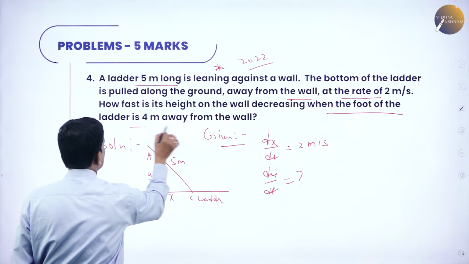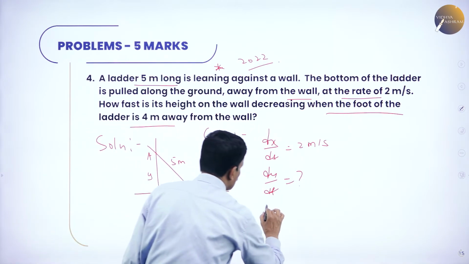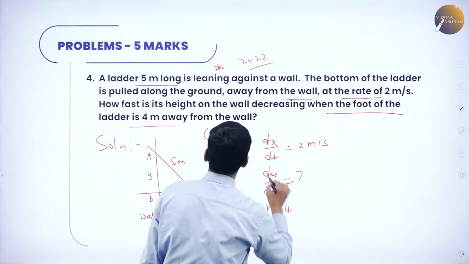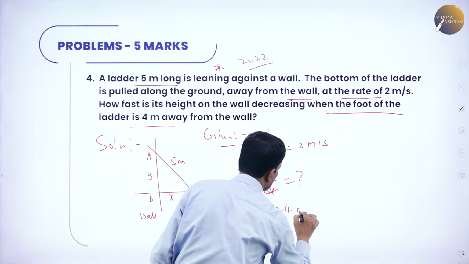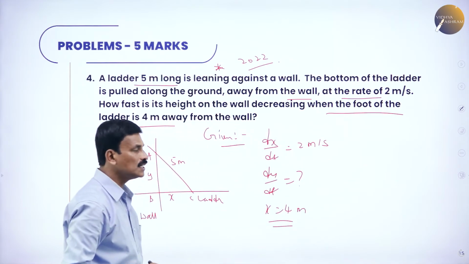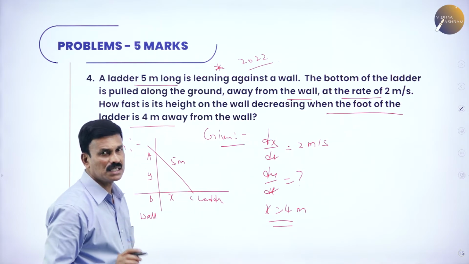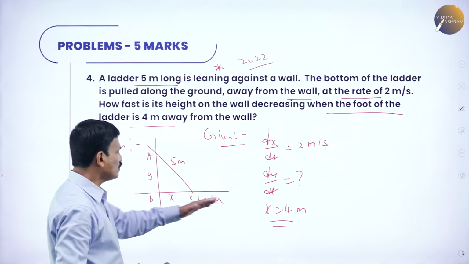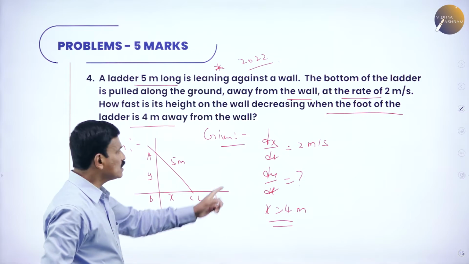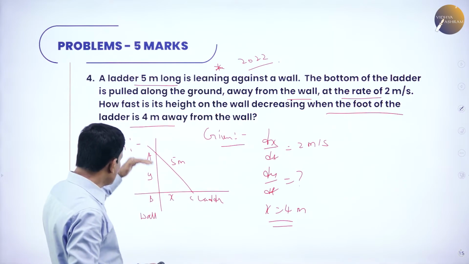When the ladder is 4 meters away, when x is equal to 4 meters, this is the given quantity. Now what is to find is dy by dt. See, x is given as 4 meters, dx by dt is given as 2 meters per second. What is to find? dy by dt.